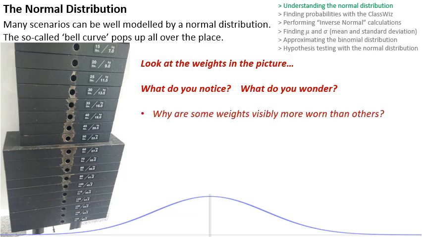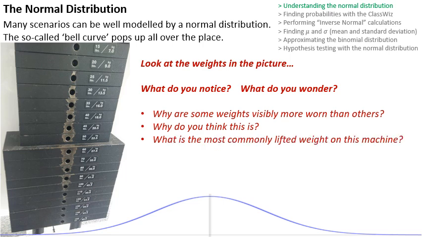So here's a few questions you might care to ask yourself. Why are some weights visibly more worn than others? If you look carefully, you'll see that the paint has been scraped off the weights, at the point where you push the pin in. Why do you think this is? Why is there more wear and tear on some than others? Do you notice anything about the pattern or the distribution in general?